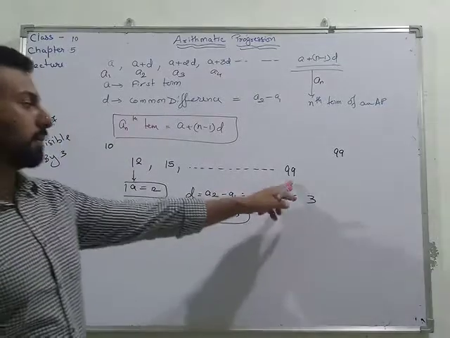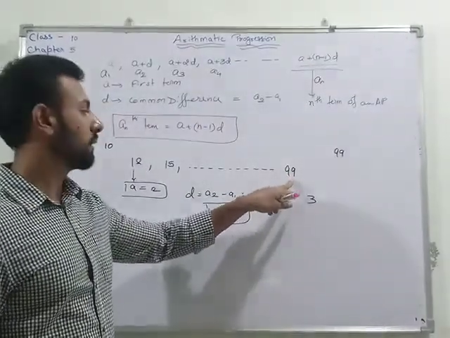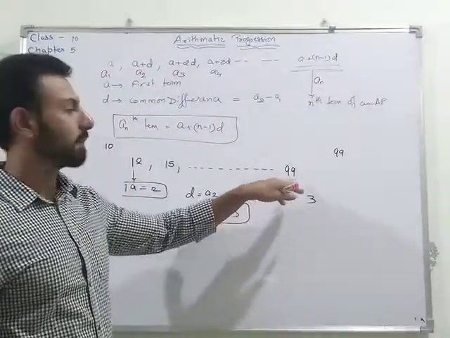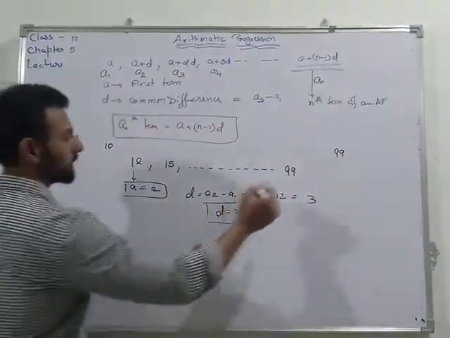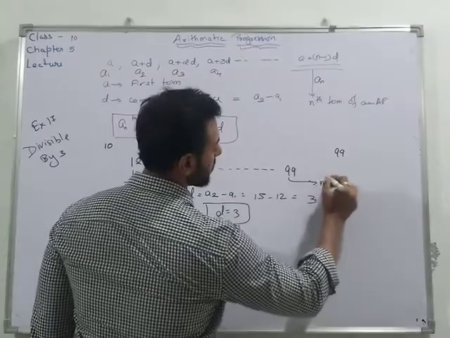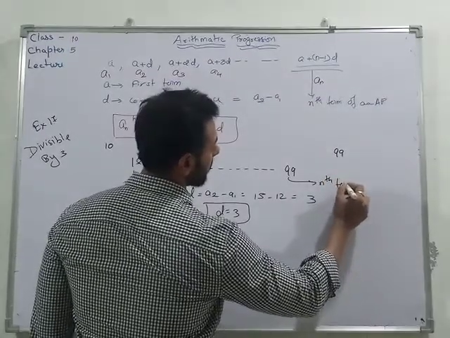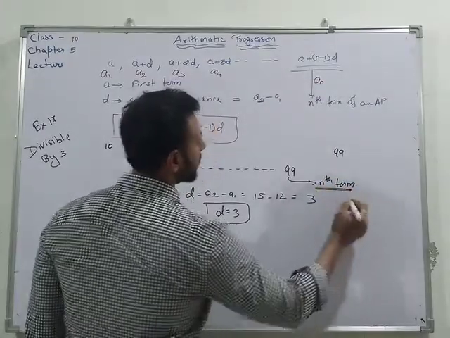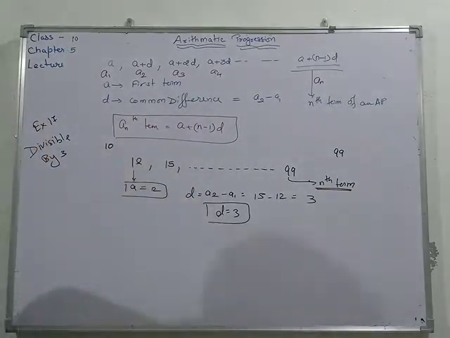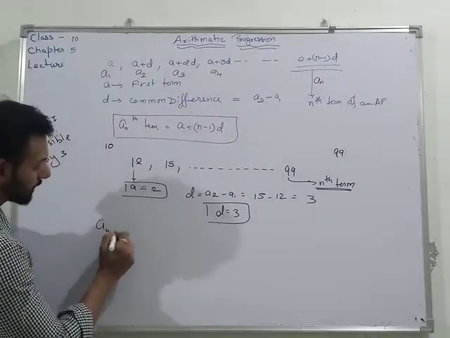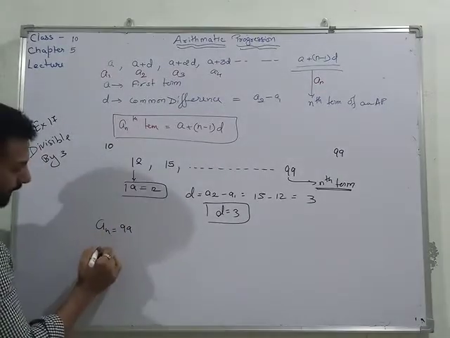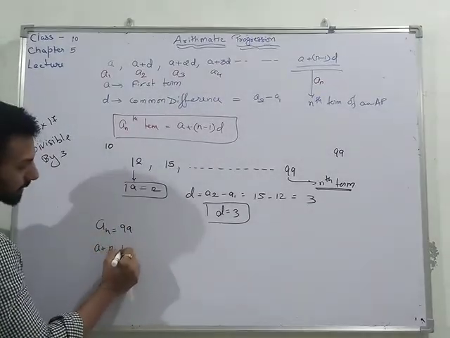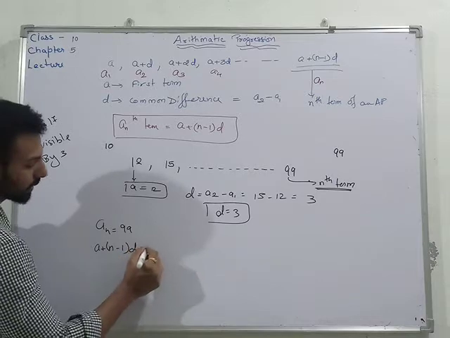Now for the last term, we don't know which term this is. The value of the last term is 99. Suppose this is the nth term. We have to identify how many terms. So an is equal to 99. What is the formula of the nth term? a plus n minus 1 into d is equal to 99.